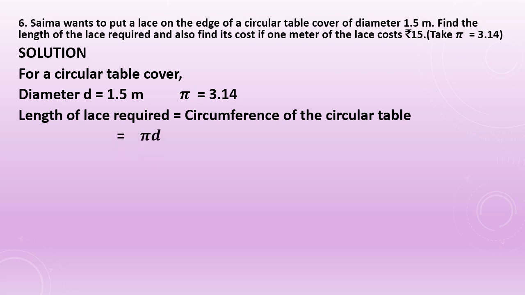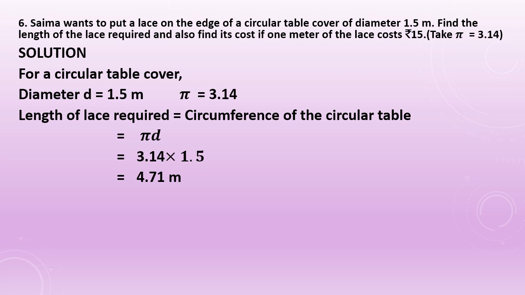And children, you know the formula of circumference of a circle is pi d. Substituting the value, 3.14 multiplied by 1.5, which gives 4.71 meter. So the length of lace required for the circular table cover is 4.71 meter, which is the first part of the question.